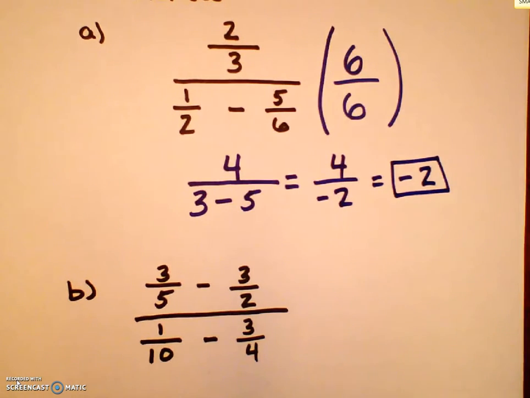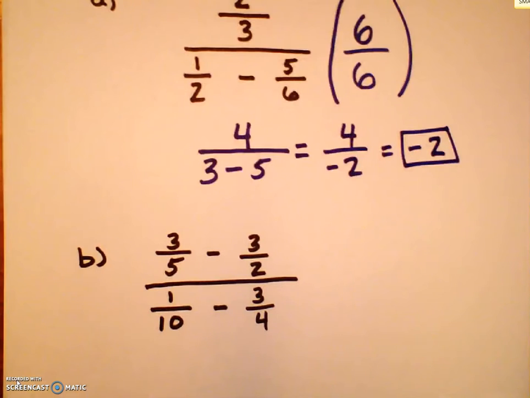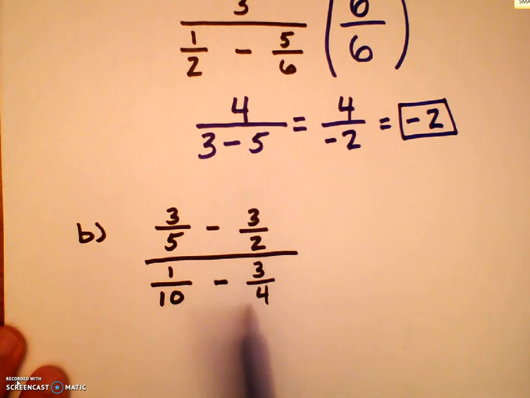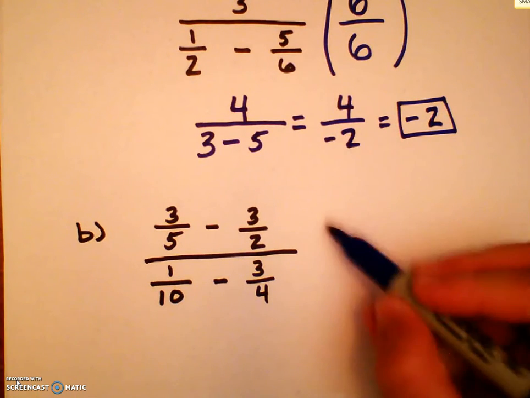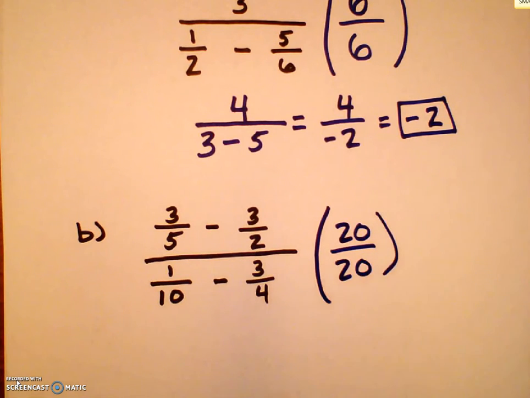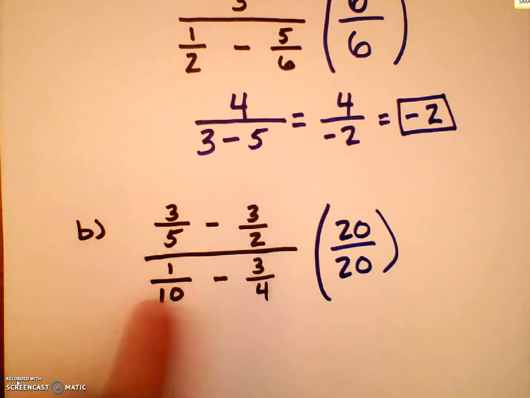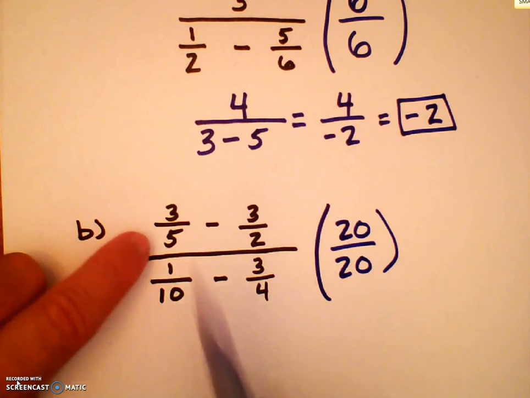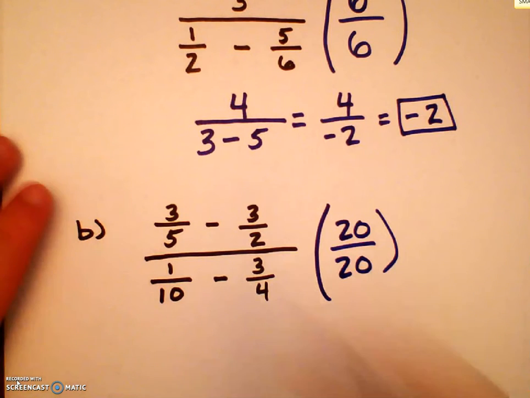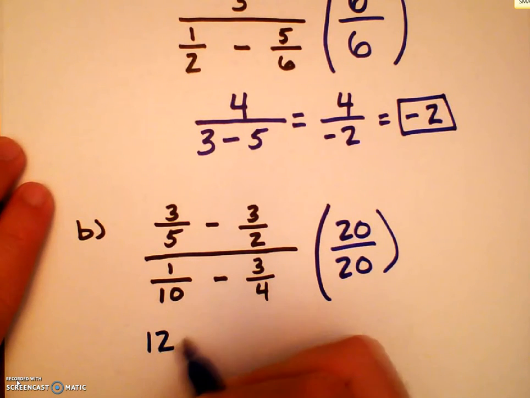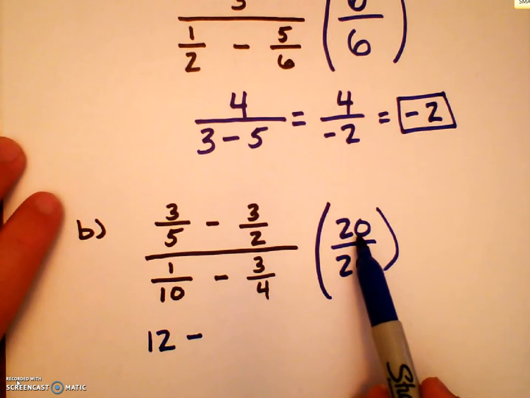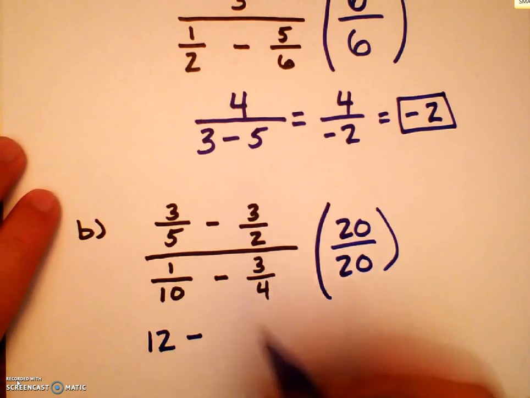Okay? And then I'll do the second one pretty quick, that way we can move to the real problems. Same thing. Between 5, 2, 10, and 4, the least common multiple is 20. So if I multiply the top and the bottom by 20, all of those little individual fractions should cancel. 3/5 times 20 gets you 12. 3/2 times 20, so 3 times 20 is 60, 60 divided by 2 is 30.